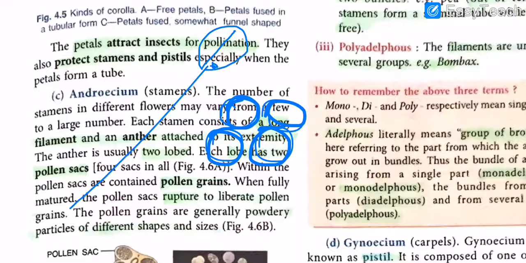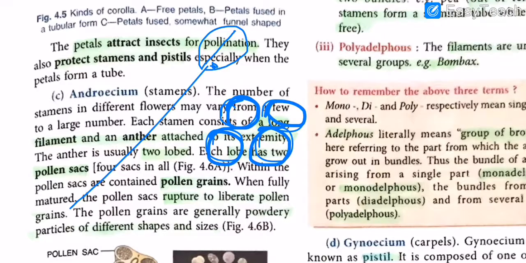So as we've also learned in our previous grades, this is just a little more advanced version of that. The pollen sacs contain the pollen grains, and when they're mature, they rupture and liberate the pollen grains, and the pollen grains are generally powdery particles. Again, it depends upon the agent of pollination, right?